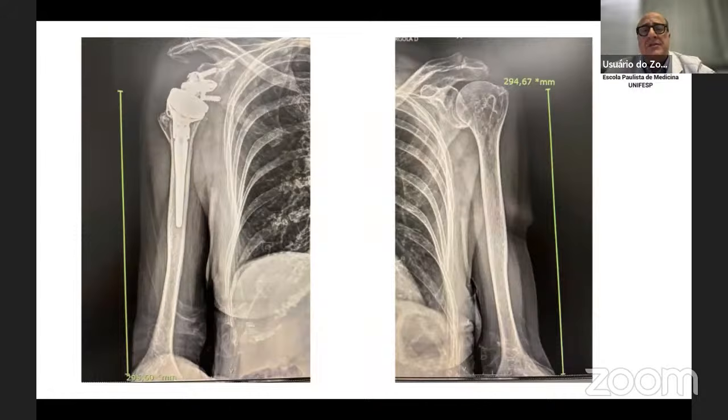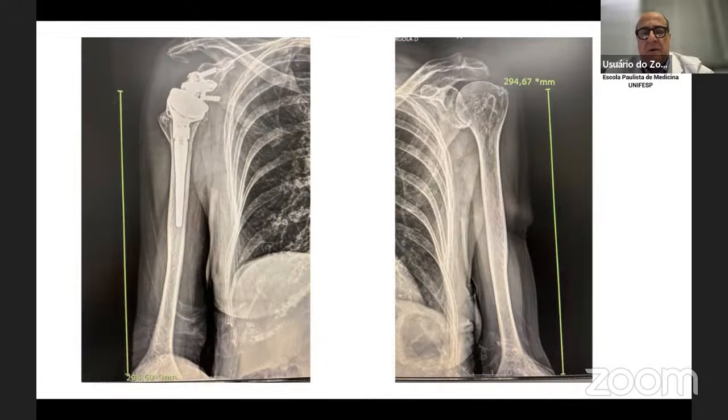And here is a measure showing that when you do this in the correct way, making all the positioning, we don't have changes in the length of the humerus. As you can see here, the length of the humerus, considering the top of the prosthesis, is similar to the other side of the patient.